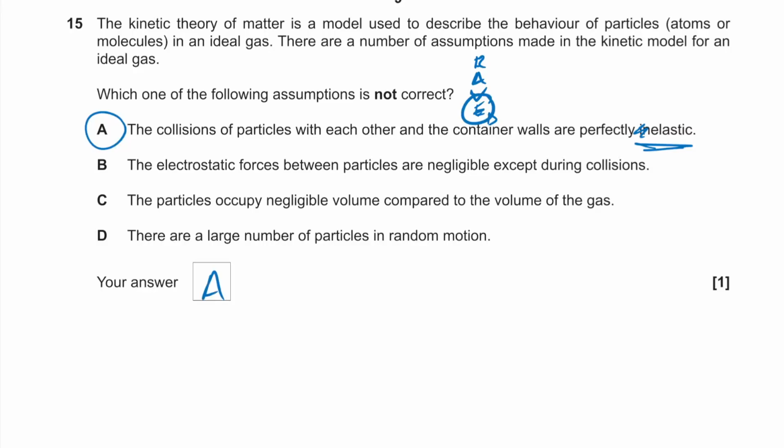Let's just check the other ones. B, electrostatic forces are negligible. Yeah, there's no attraction. Fine, so that's all to do with our attraction, our A. C, the particles occupy negligible volume. V, that is correct. There are a large number of particles in random motion. Yes, they're random, and so therefore A is the only one that isn't correct.